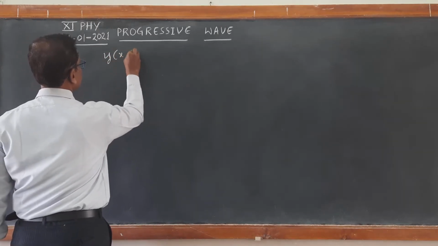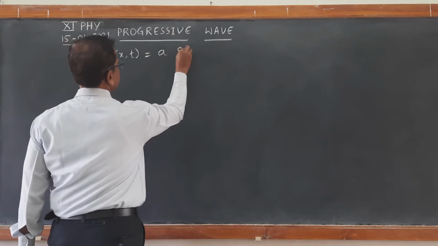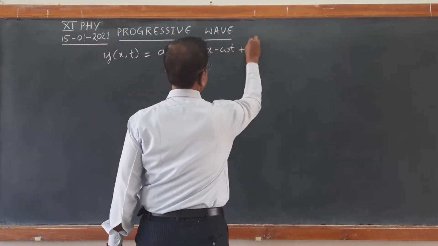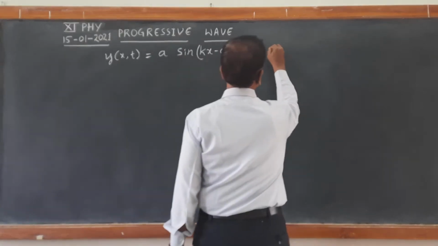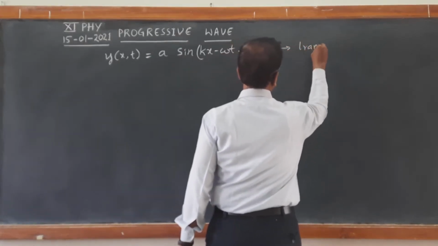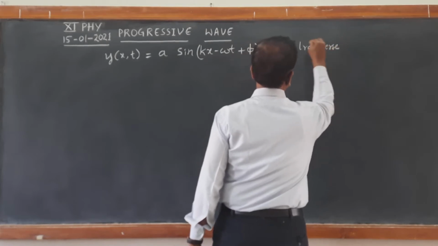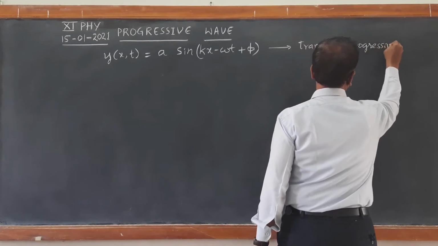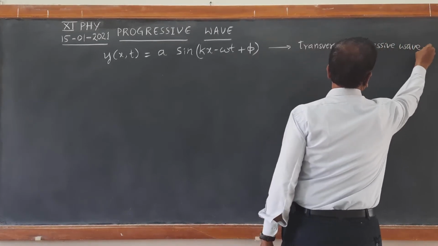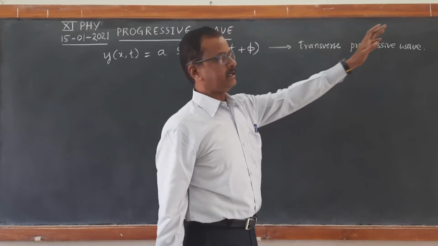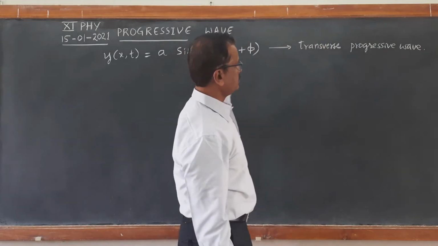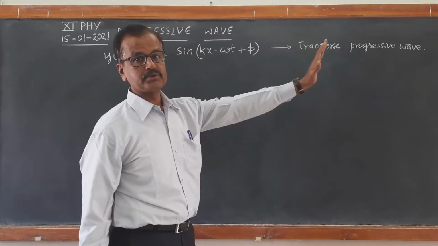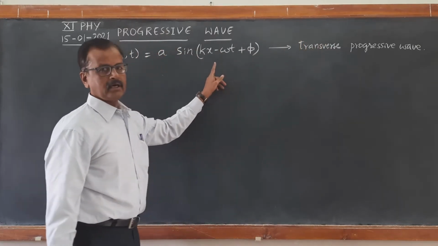y(x,t) equals A sin(kx minus omega t plus phi). This is the transverse progressive wave. The meaning of progressive wave is that it is traveling along the positive x-axis from left to right. I told you yesterday how it is so.